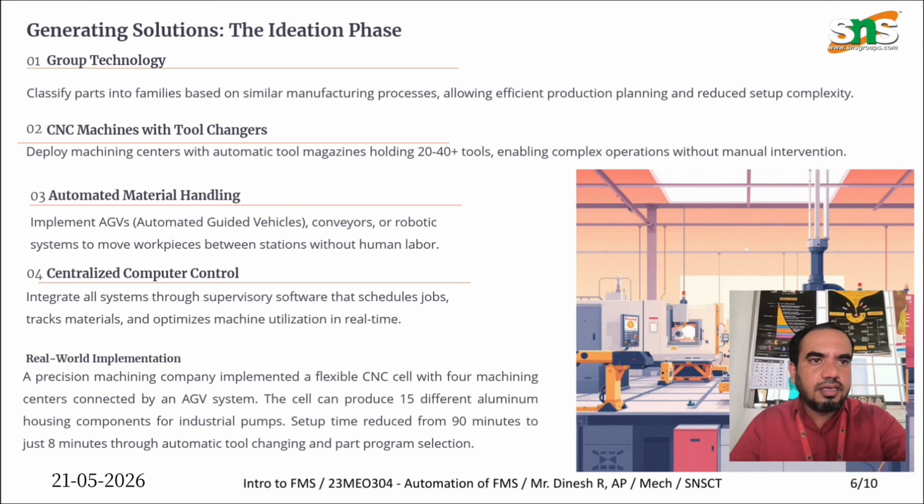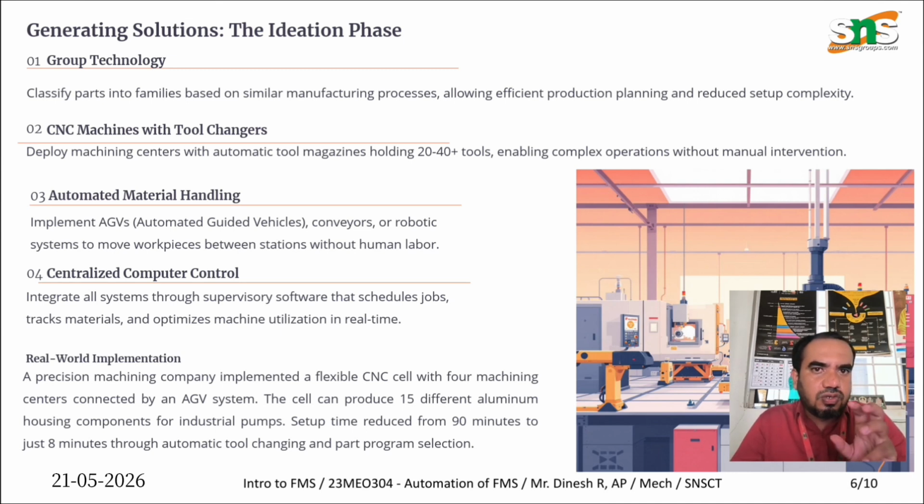So the ideation phase, that means generating solutions. First, group technology: classifying parts into families based on similar manufacturing processes, allowing efficient production planning and reducing setup complexity. Then CNC machines with tool changers, followed by automation, material handling and centralized computer controls. These are all the things which have a major part in FMS.